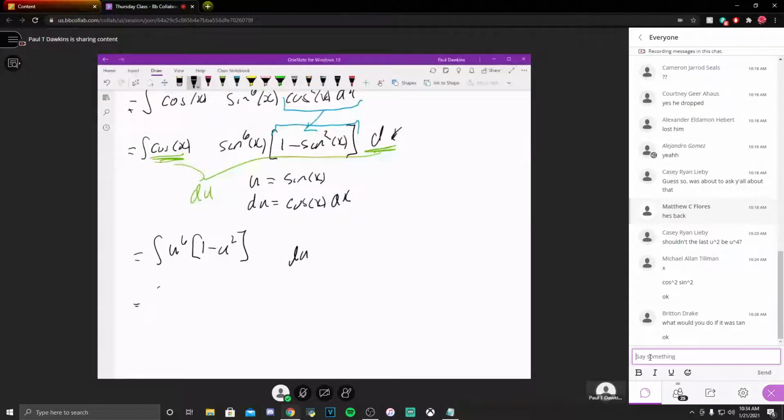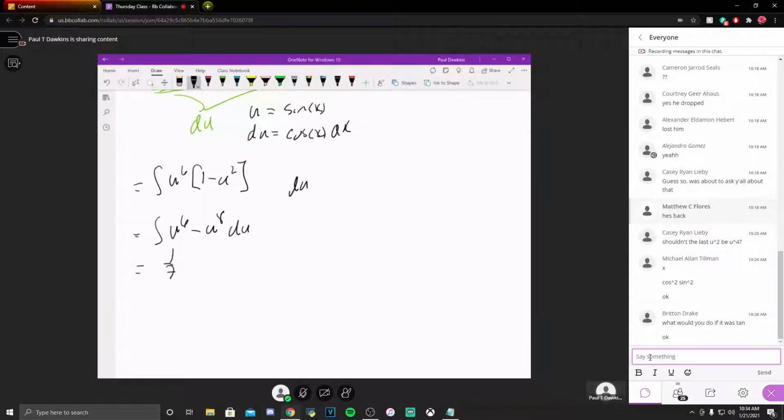Of course, to integrate this, we've got to distribute it through. So u to the 6 minus u to the 8 du, and then 1/7 u to the 7th, or again, sine to the 7th, minus 1/9 u to the 9th, or again, sine to the 9th. We're done with our integrals here, so plus c. And there we go for an answer.